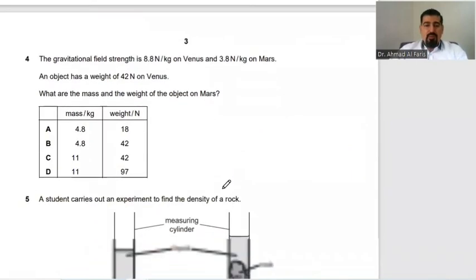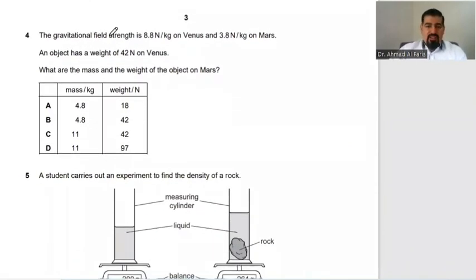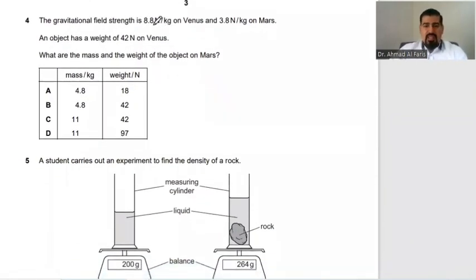Next question, question number 4 here. What do we have? The gravitational field strength is 8.8 Newton per kilogram on Venus and 3.8 Newton per kilogram on Mars. So we have two different gravitational field strengths on two different planets. An object has a weight of 42 Newton on Venus. On this planet, Venus, we have an object that weighs 42 Newton.